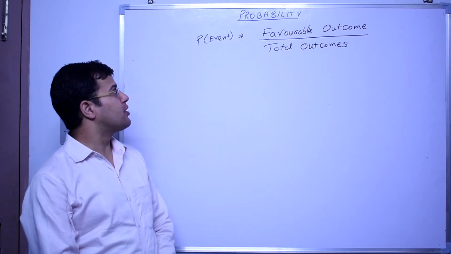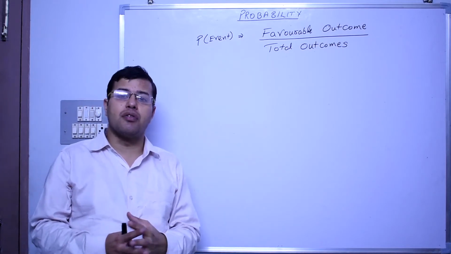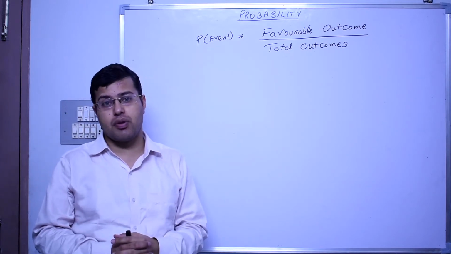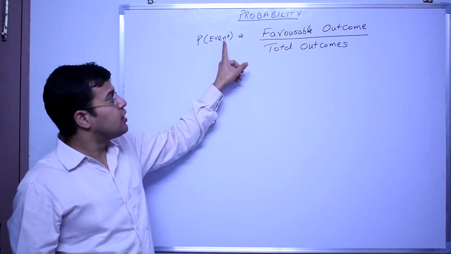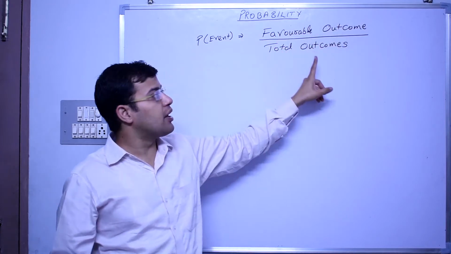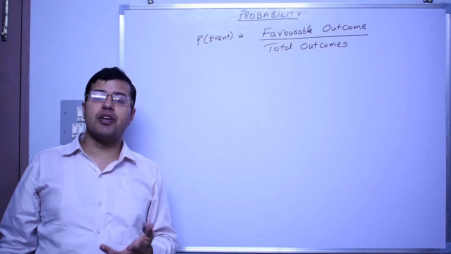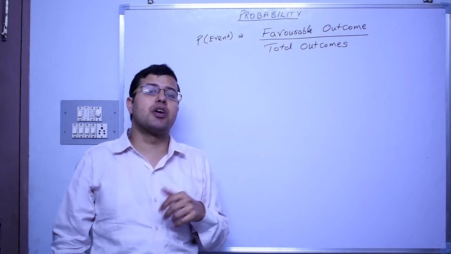So, probability of any event. An event is a thing that is going to happen that has certain possible outcomes. Probability of any event is equal to favorable outcomes divided by total outcomes. So, what are the favorable outcomes? Favorable outcomes are the outcomes that are required as per the question.